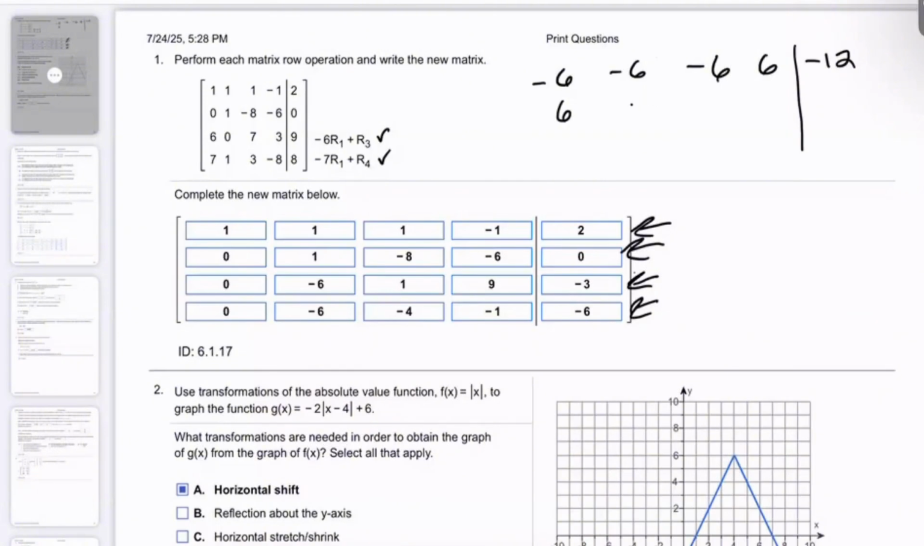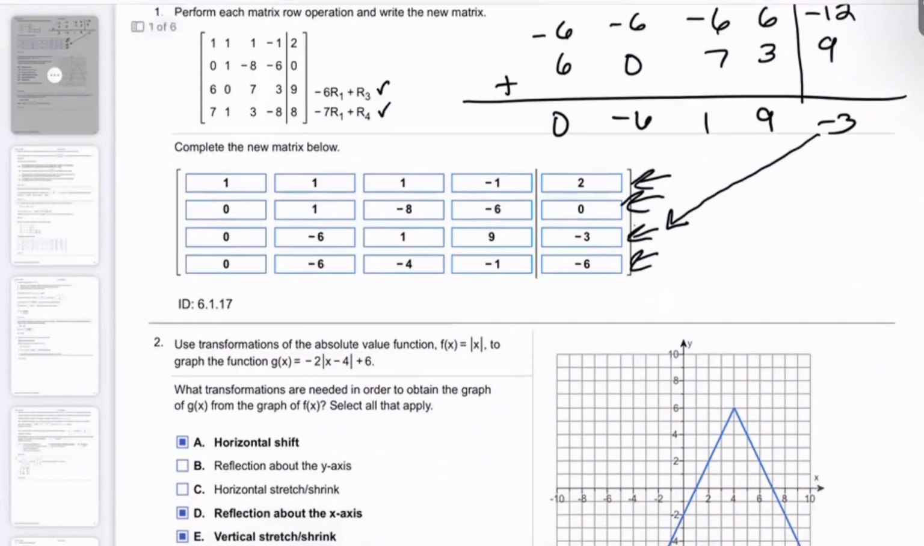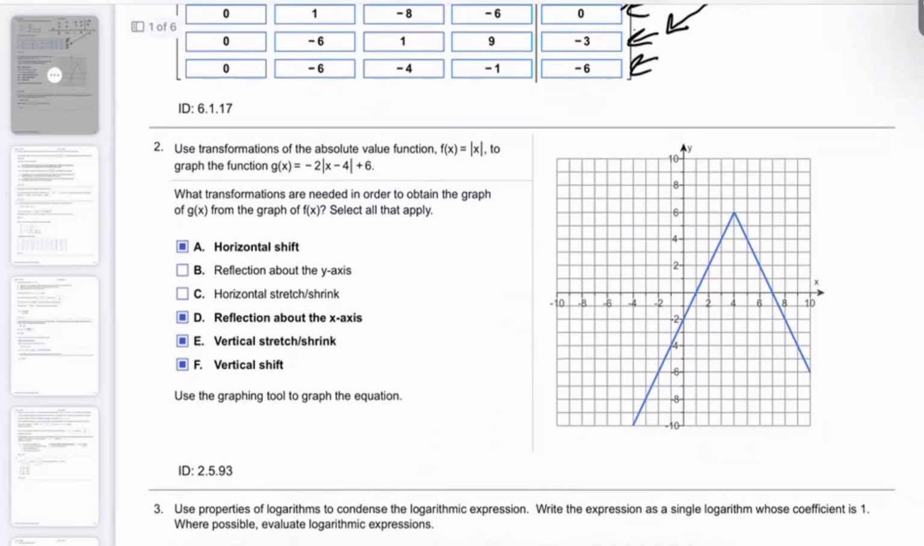So just in case that causes any confusion, 3 and 9, and then when you add that together, you're going to get 0, you're going to get -6, you're going to get 1, 9, and -3, and that is this row. So your job is to do the last row, okay? Multiple parts on this one as well.